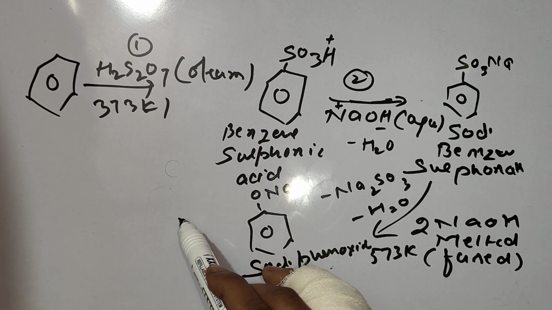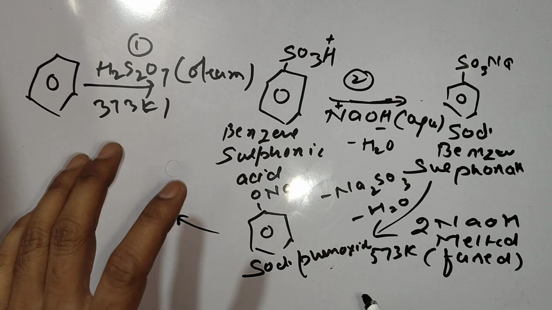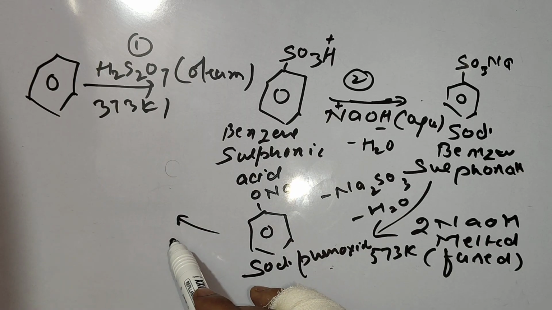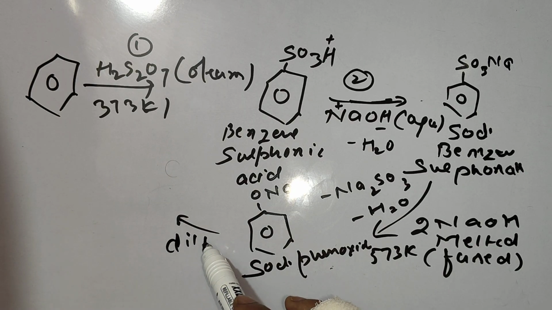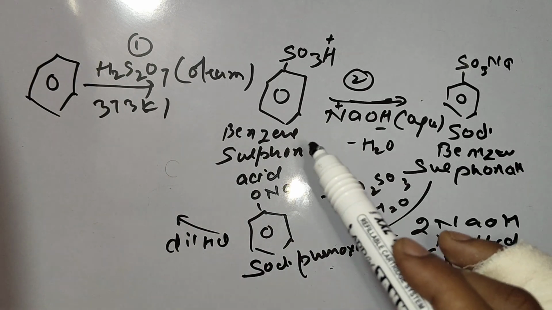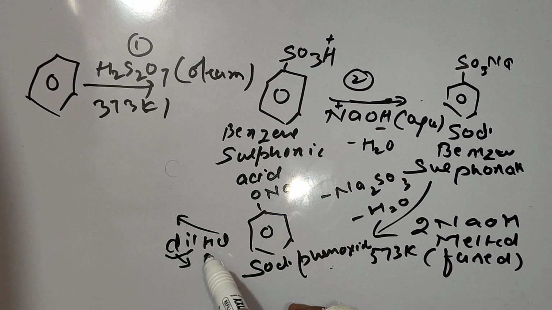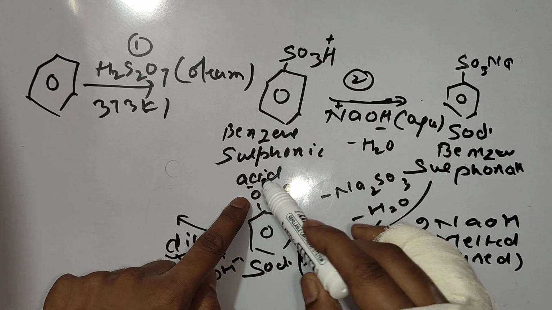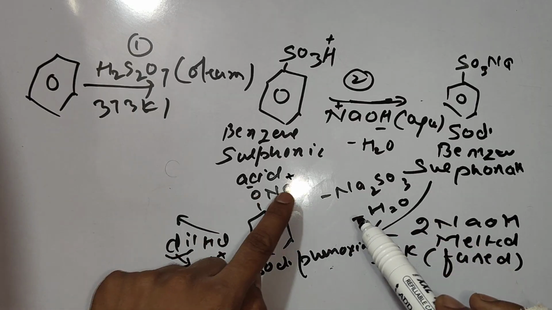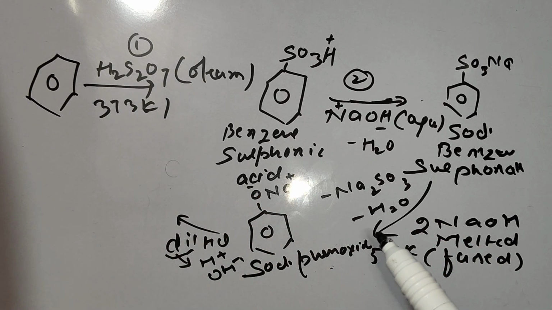Sodium phenoxide will be converted to phenol. We know we can convert it very easily. Just add dilute HCl to it, which means we have to do hydrolysis. Hydrolysis means breaking a bond with the help of H positive and OH negative. Dilute condition means a lot of water will provide H positive, OH negative. Here O is carrying negative, sodium is carrying positive, and between them there is an ionic bond. H positive will attack O and OH negative will attack Na positive.